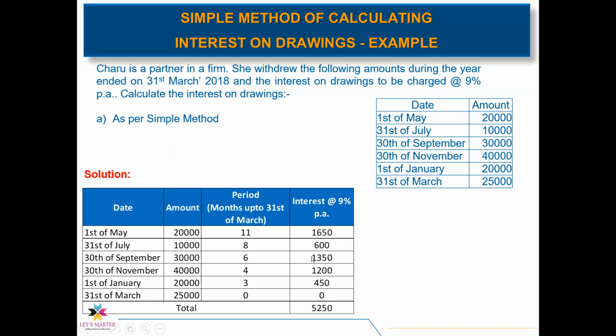So we have calculated the interest for individual amounts for the individual periods using the simple formula of amount multiplied by rate of interest divided by 100 multiplied by number of months upon 12. And the total interest on drawings that Charu needs to pay is 5,250.